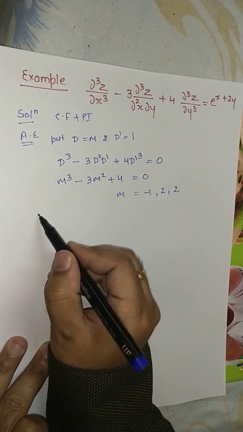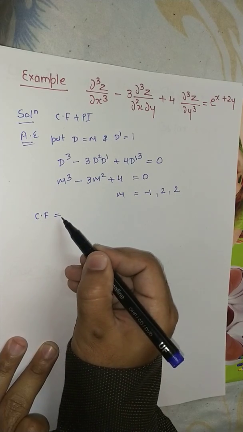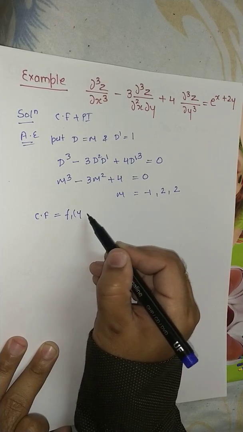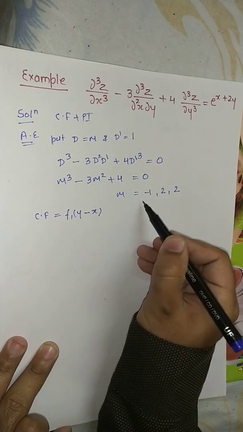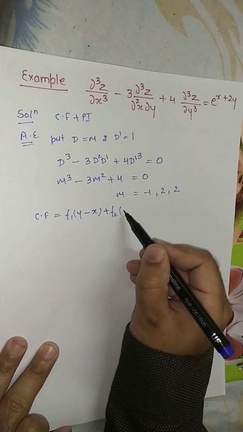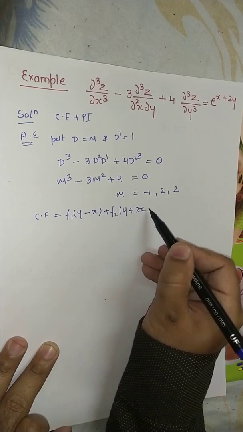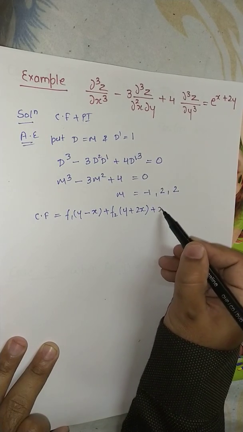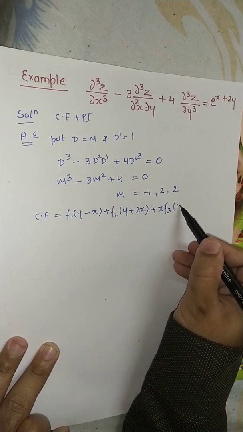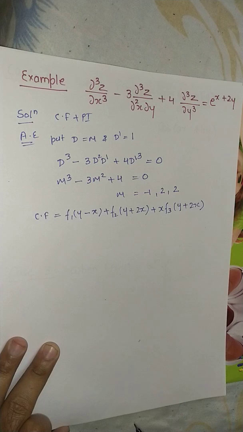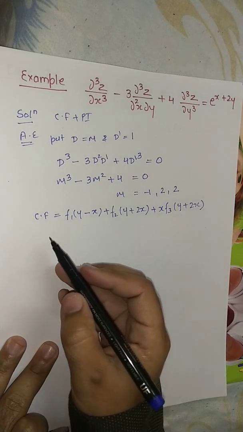So the complementary function will be f1(y minus x), so this is the first root, plus f2(y plus 2x) for the second root, and since the second and third are equal, plus x f3(y plus 2x). So this is the complementary function. Now the second part, which is finding the PI.